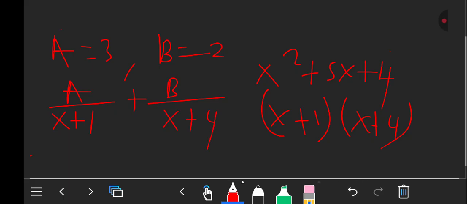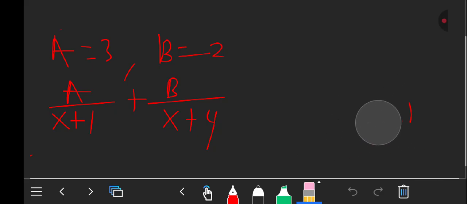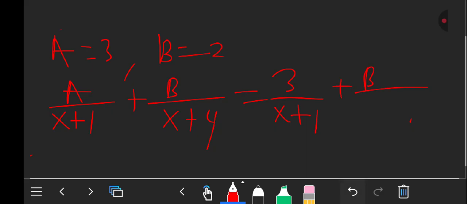So I can now replace, so this will now be equal to, where there's a, I'll put 3, so it will be 3 over x plus 1, then plus b is now 2, so it will be plus 2 over x plus 4.